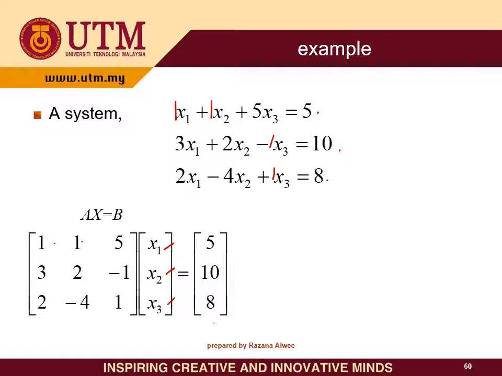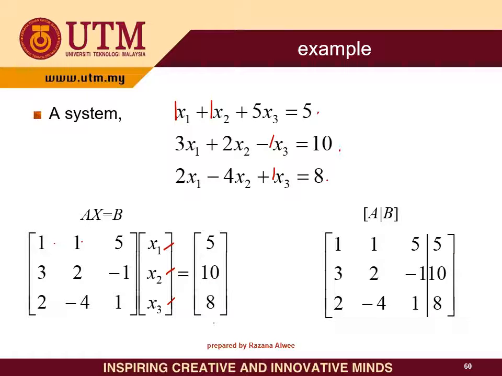For the augmented, same thing. We get the A, 1, 1, 5, 3, 2, 1, 2, 4, 1 here inside the matrix, and then we just input the B, which is the 5, 10, and 8. There's no need for the variables in the augmented form, the augmented matrices, sorry.